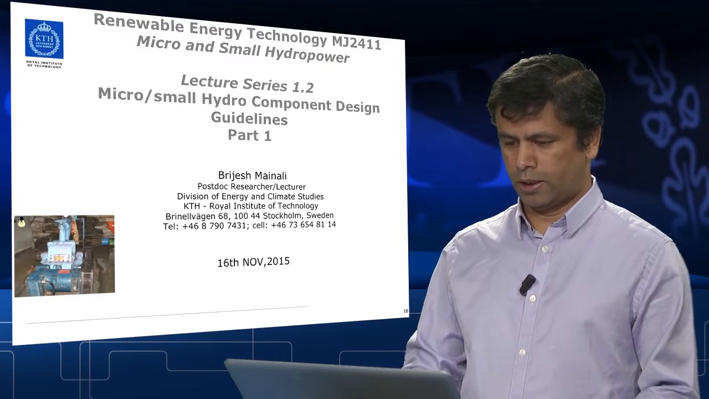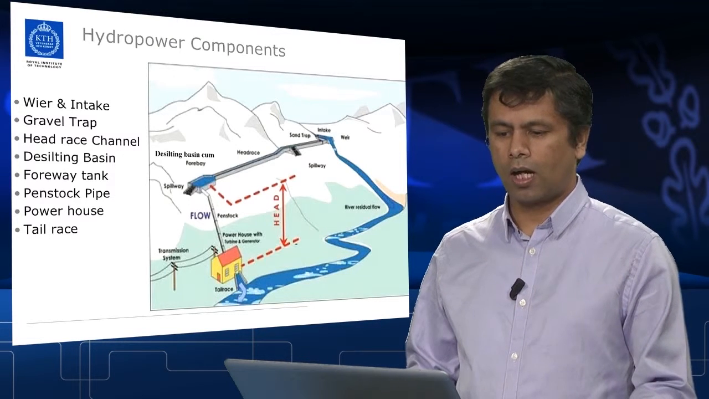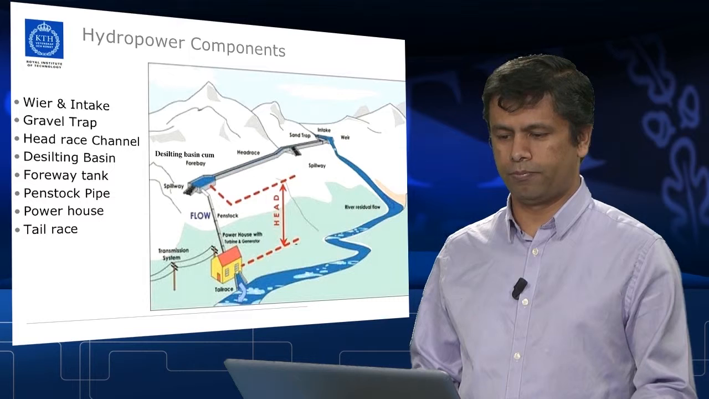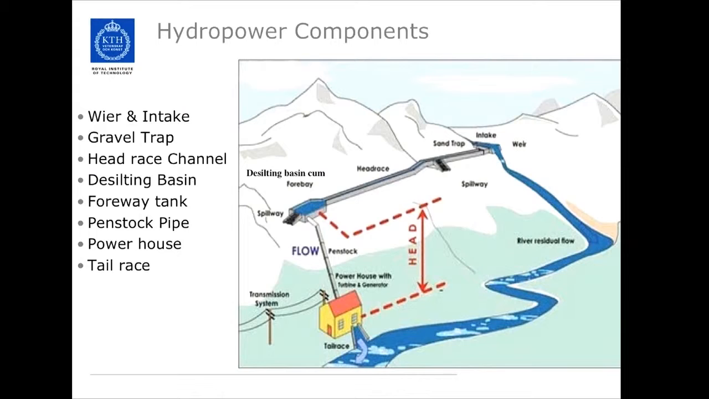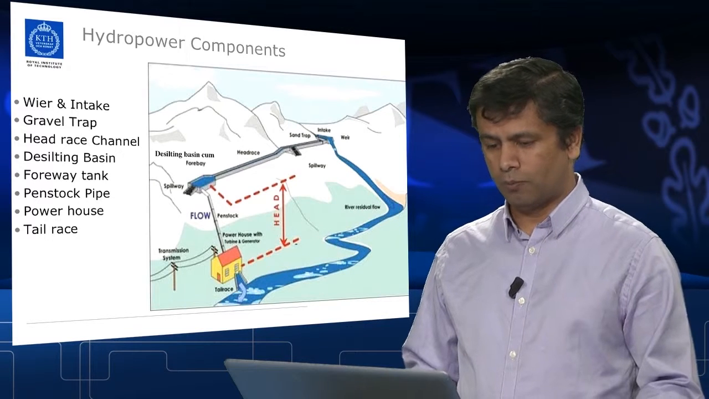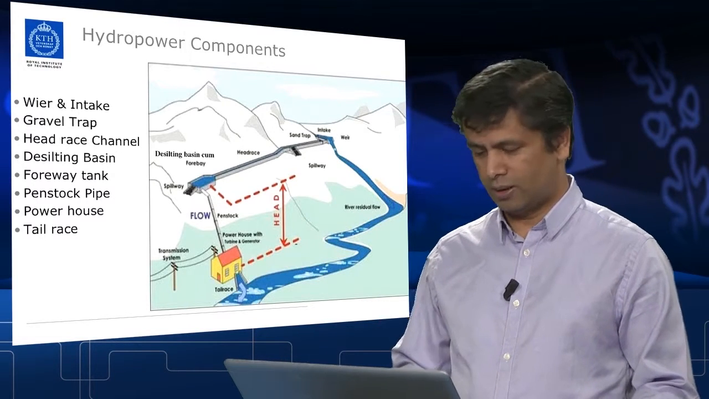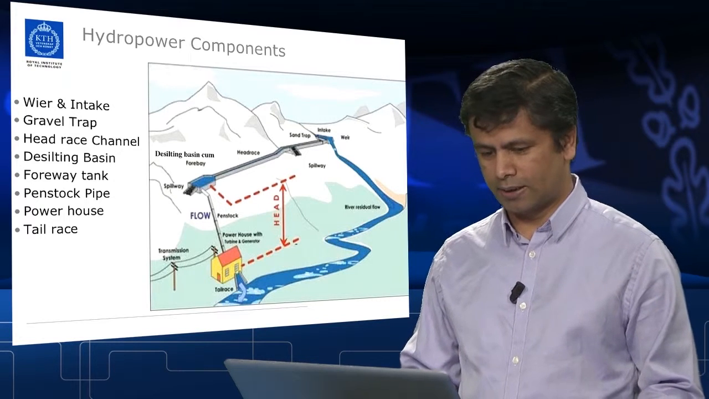In this session, I will give a brief description of the components once again. The basic components of hydropower are the weir and intake, gravel trap, header's canal, desilting basin, forward tank, penstock pipe, powerhouse, and the tailrace canal. Now, we will talk more about each component's design guidelines.